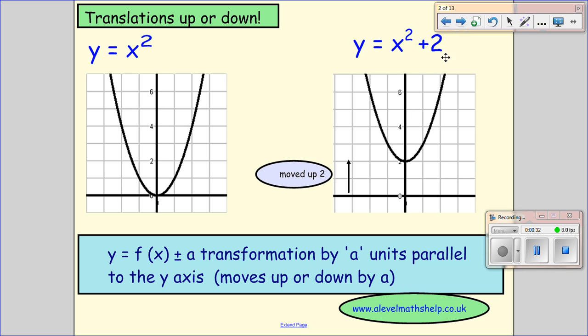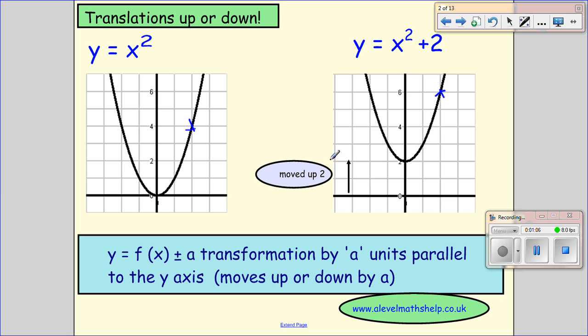Okay, so let's look at the first one. We have y equals x squared, so that's f of x, that's our function of x, and we're just going to add 2 to our function of x. So whatever it was before, so here it was 0, we're going to add 2, so our y value gets bigger by 2. 0 plus 2 gives me 2. So where it was 1, I add 2 to it, it'll now be 3. And where it was 4, I add 2 to it, and it will now be 6.